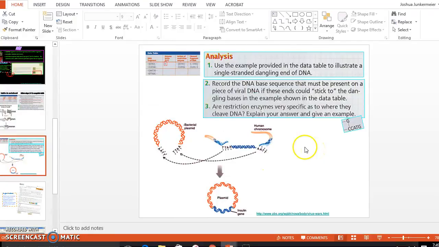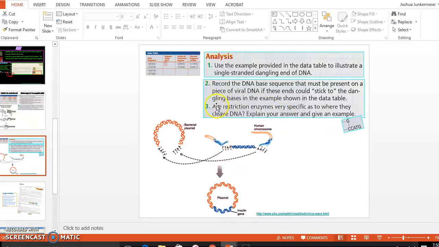All right. This is building off that same idea. It's referencing this table and where you broke down what a restriction enzyme is doing. And it says, use the example provided in the data table to illustrate a single-stranded dangling end of DNA. So when a section of DNA is cut with a restriction enzyme, it leaves an open end. This is called the open end right there. It says AATT. So it's these nucleotides that don't have a bond on the other side. It's a short section of single-stranded DNA. Same here. Short section of single-stranded DNA.